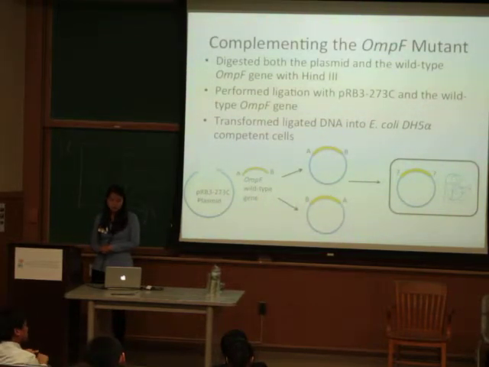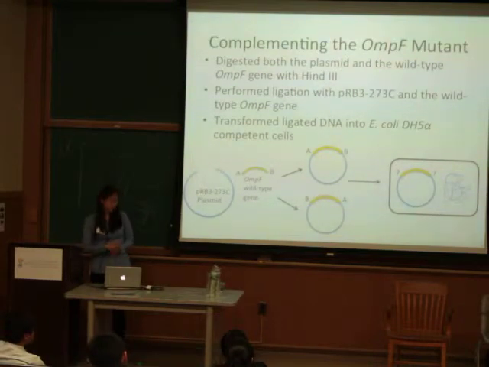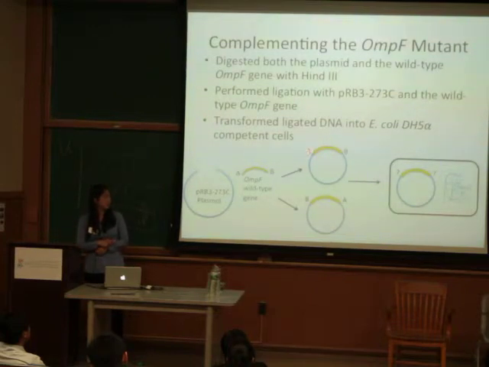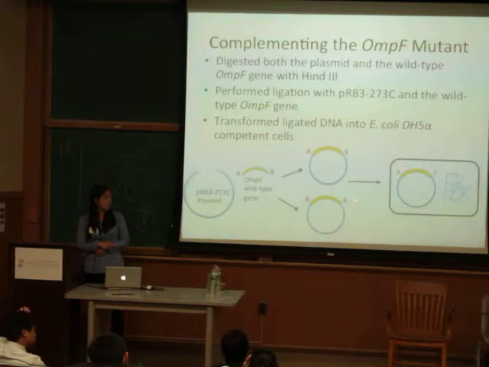The reason I digested them with the same enzyme is so that they would have compatible ends and I can ligate them. So first, to make it more simple, I actually labeled each side A and B. So when we ligate the gene and put it into the plasmid, it can ligate in either direction. It can be A on the left, B on the right, or it can be B on the left and A on the right.